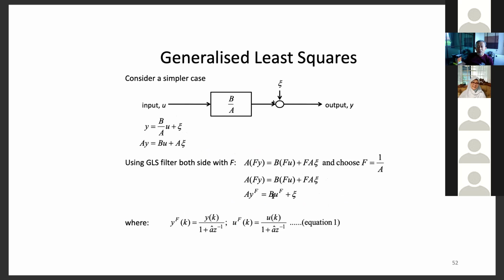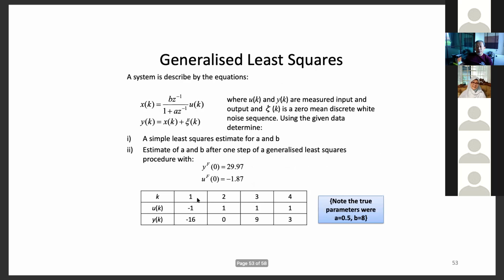So this is the block diagram to describe the generalized least square. Now we go to the examples here. You are given xk equal to b divided by 1 plus a, times uk, and yk is equal to xk plus zeta k. So uk is the input, yk is the output, and zeta k is the zero mean discrete white noise sequence.